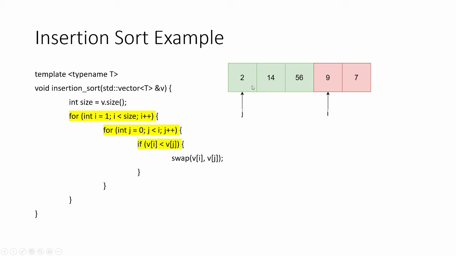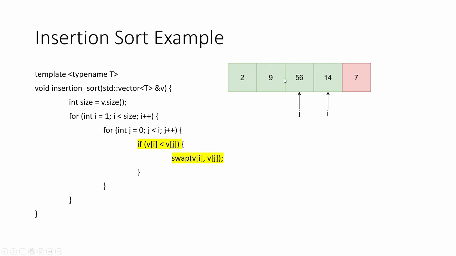Is 9 less than 2? No. So we'll move on and increment j. Is 9 less than 14? Yes it is. So we're going to do a swap. And now with this, things are going to get interesting because when we look at this, we're going to increment j again, and we're going to see these two elements are no longer sorted. But j is going to continue up until this last element.